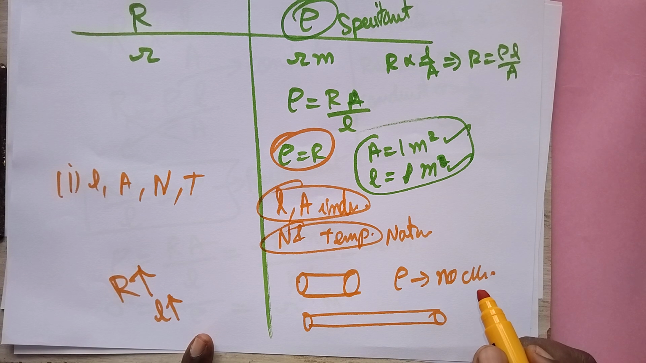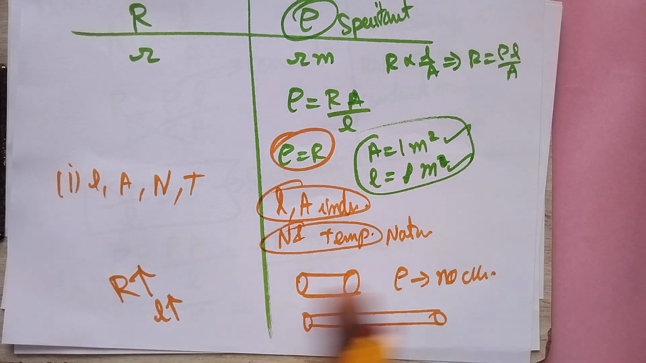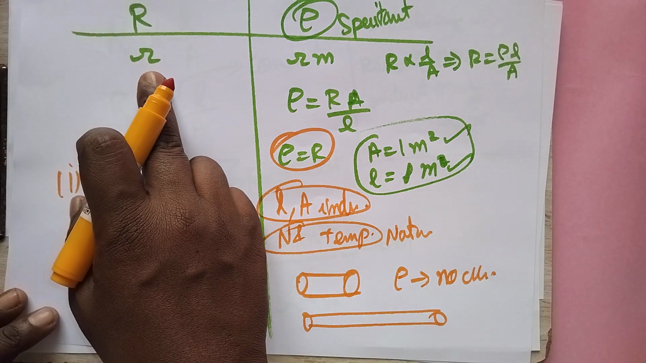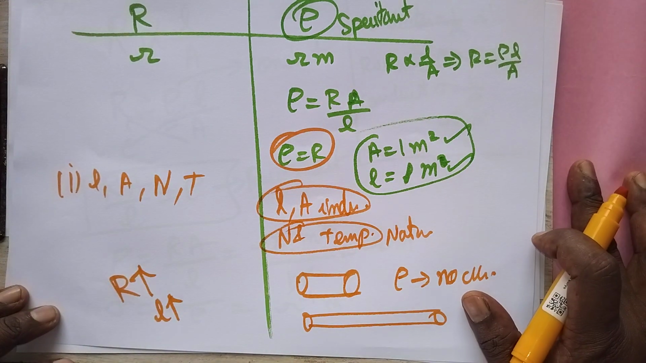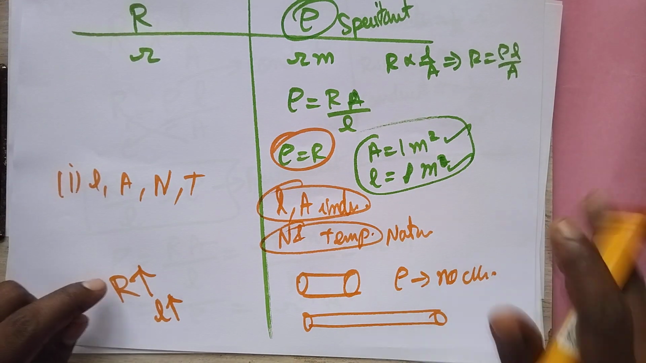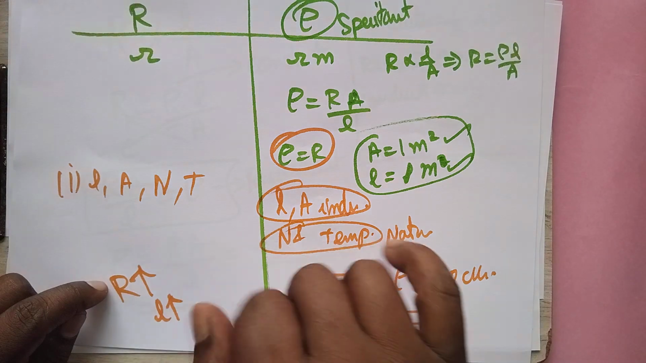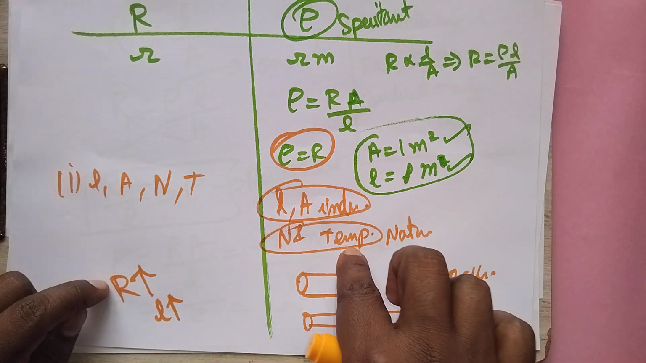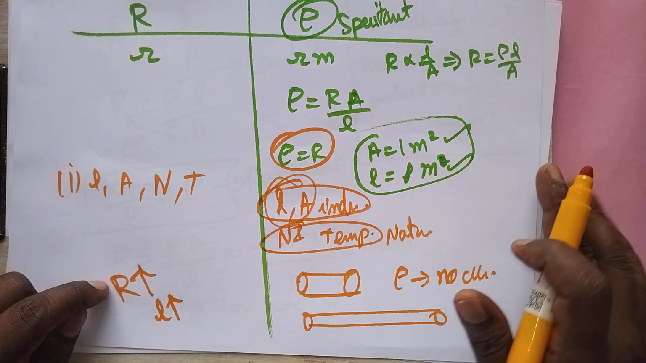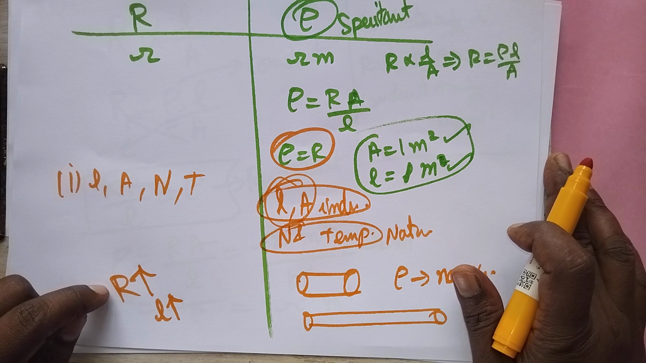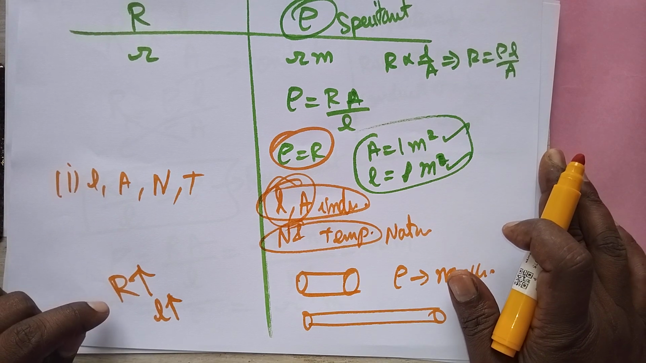So the next one. This is the difference between resistance and resistivity. Resistance unit is ohm, resistivity unit is ohm meter. Resistance has four factors: length, area, nature, temperature. Resistivity has only two factors: nature and temperature. Length and area are independent. Why? Because it is a specific resistivity. It becomes a constant.